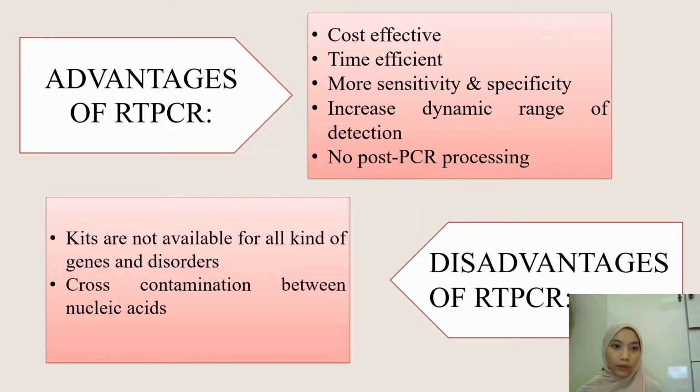There are many advantages and disadvantages of real-time PCR. The advantages are they are cost-effective, time-efficient, have more sensitivity and specificity, increased dynamic range of detection, and no post-PCR processing. Meanwhile, the disadvantages of real-time PCR are the kits are not available for all kinds of genes and disorders, and cross-contamination between nucleic acids can occur.